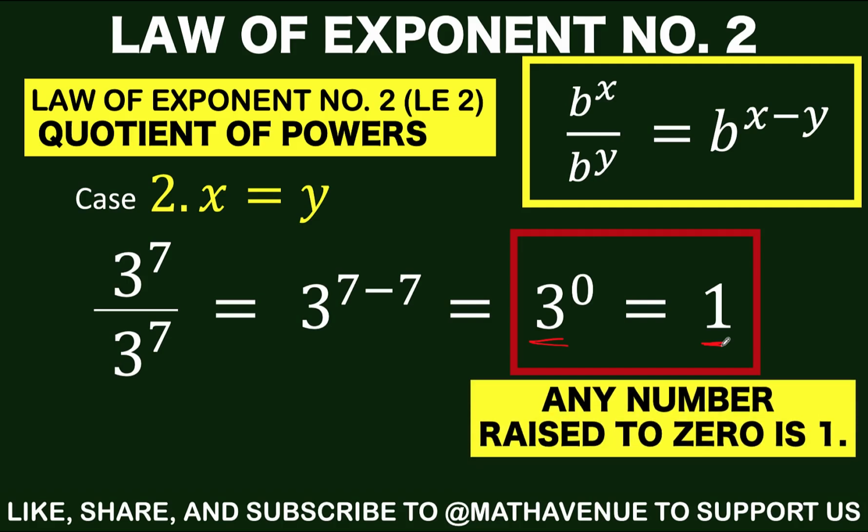Any number raised to 0 is equal to 1 because we can replace this 3 by any base. And when you divide a number by itself, that would always be equal to 1. But when you subtract the exponent of a number minus the same exponent, that would always result to a 0 exponent. Always remember this, any number raised to 0 equals 1.